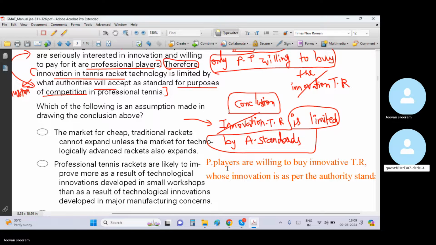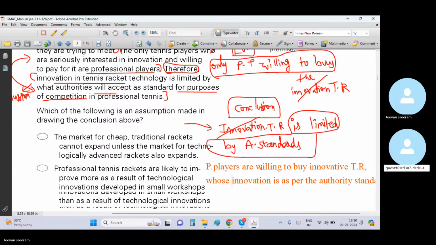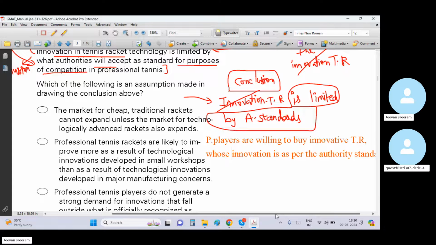So if this is the case, professional players, although they're ready to buy innovative tennis rackets, ask for the innovation to be as per the authority standards. So the manufacturer has more restrictions when he creates any innovative tennis rackets. So can we expect the manufacturer to produce innovative tennis rackets? No, because although he designs or produces any innovative tennis racket, he has to check whether it is as per authority standards or not. That's why they are producing the same kind of tennis rackets. Okay. Got it? Yes. Understood.